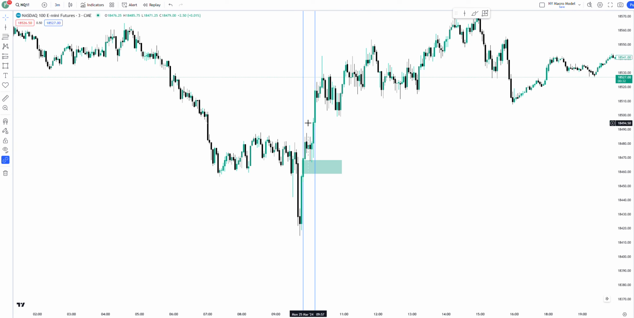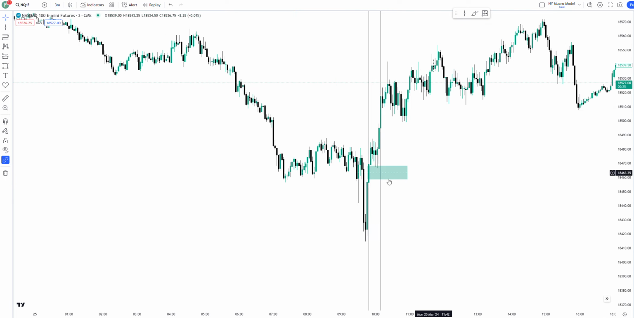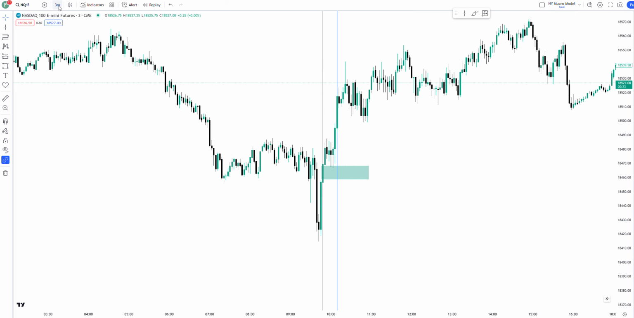So what we're going to do is backtest this for every single day, as far as we can go, and then we'll make a judgment on what we do from there. So that there is our first day. You can see how that works out.